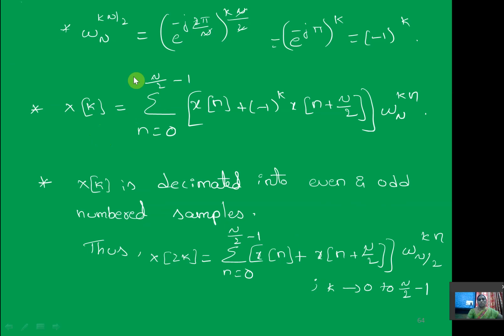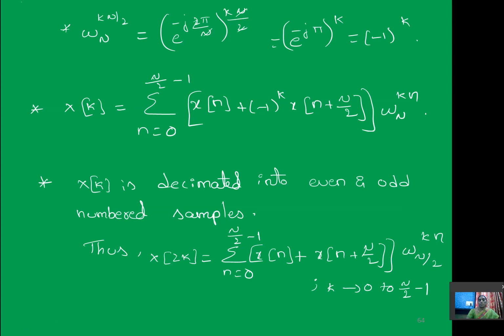So take this one, here just split this X of k into two categories. One is the even number samples, another one is the odd number samples. This is the variation here when compared with the DIT-FFT. In the previous case, decimation is in x of n. x of n is decimated into even and odd number samples like x of 2n, x of 2n plus 1. But here X of k is decimated into even and odd number samples like X of 2k, X of 2k plus 1.